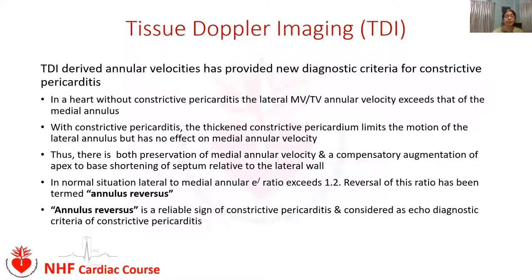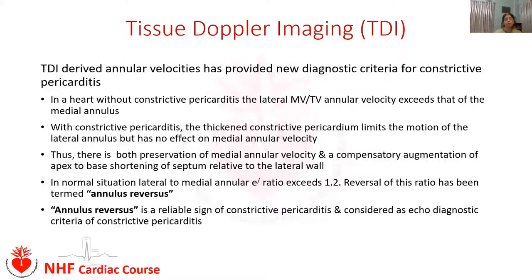So tissue Doppler imaging. Tissue Doppler imaging derived annular velocities has provided new diagnostic criteria for constrictive pericarditis. In a heart without constrictive pericarditis, the lateral mitral valve or tricuspid valve annular velocity exceeds that of the medial annulus. With constrictive pericarditis, the thickened constrictive pericardium limits the motion of the lateral annulus but has no effect on medial annular velocity. Thus, there is both preservation of medial annular velocity and a compensatory augmentation of apex to base shortening of septum relative to the lateral wall. So the medial annular velocity exceeds the lateral annular velocity.